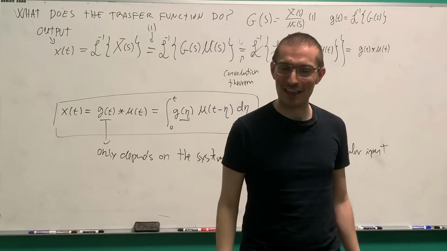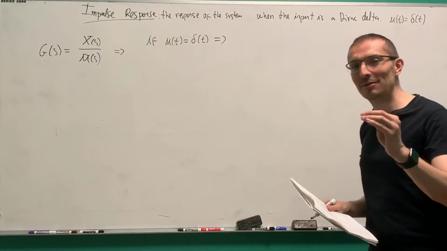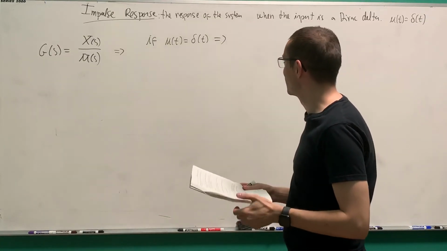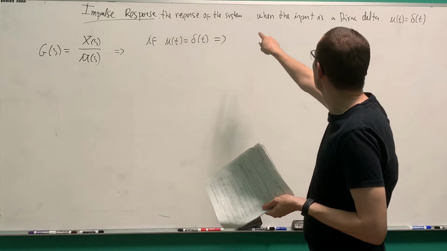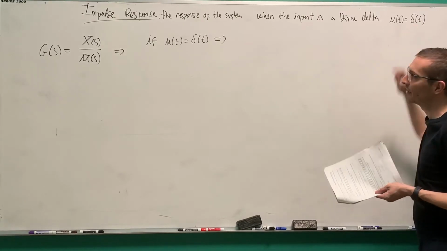Let's see one more thing before we finish this video. All right, the concept that we're going to see right now is called the impulse response. Impulse response is the response of the system when the input is a Dirac delta. So we make u of t equal to a Dirac delta.